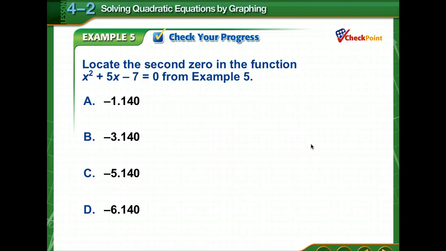Okay, so time for you to check your progress. Locate the zero in the function from example 5. Negative 6.140. Okay, very good.